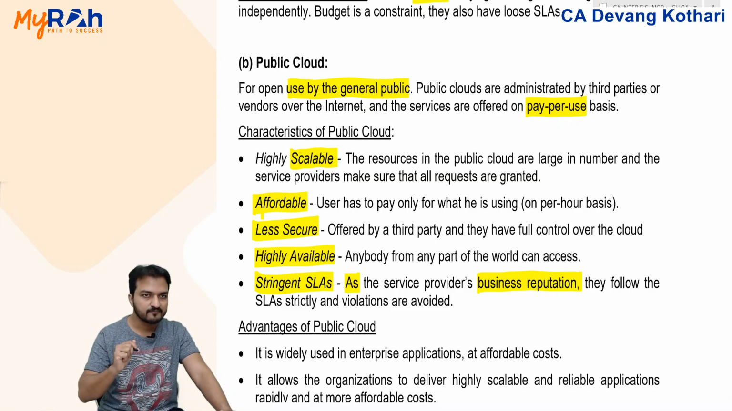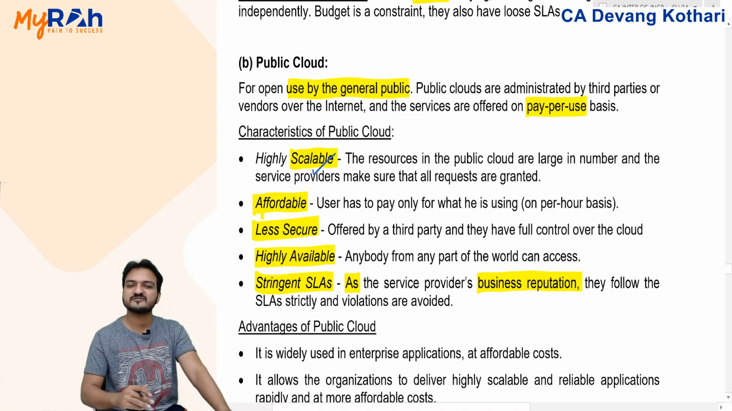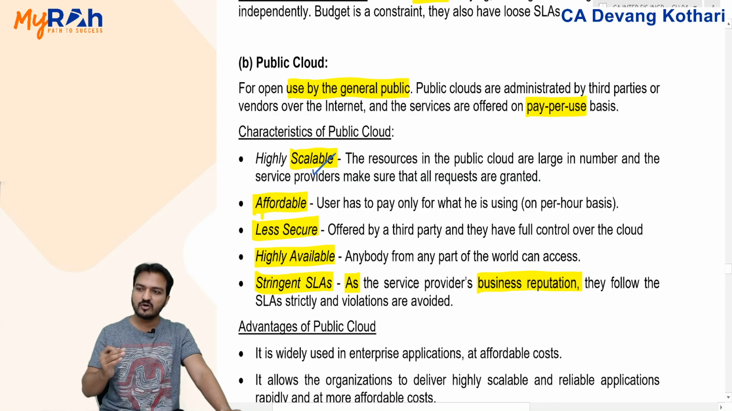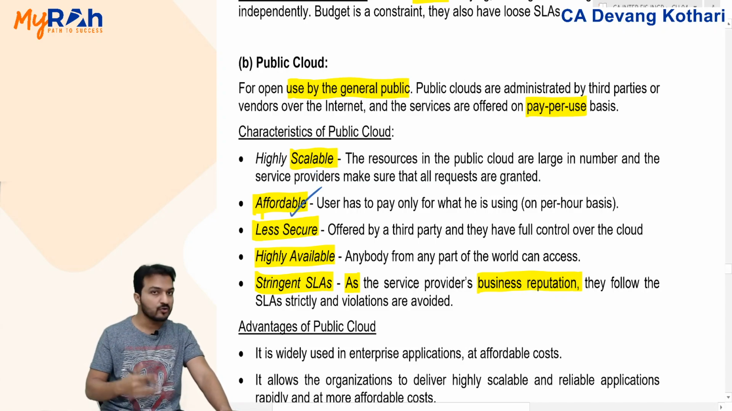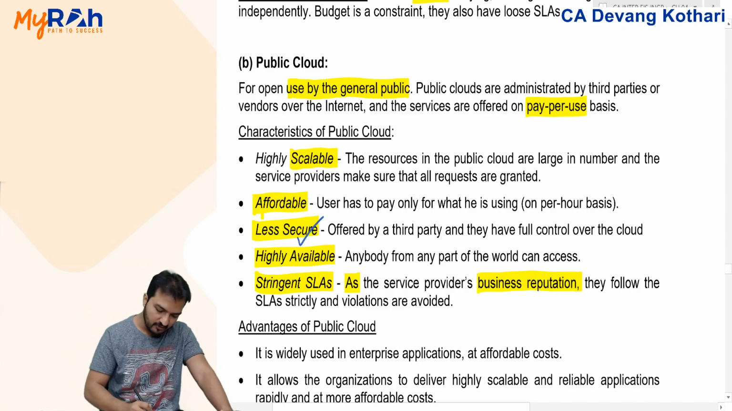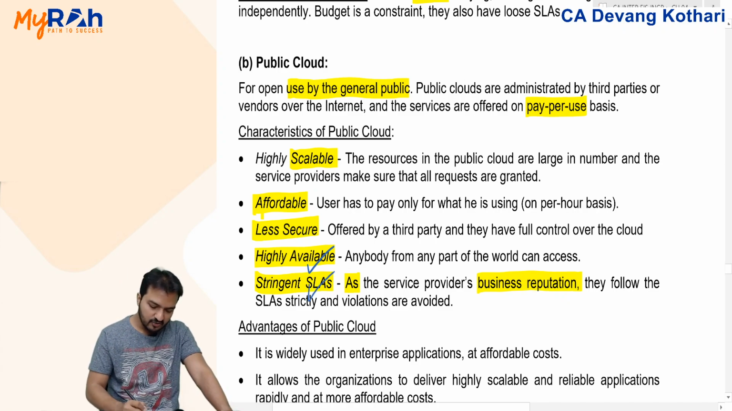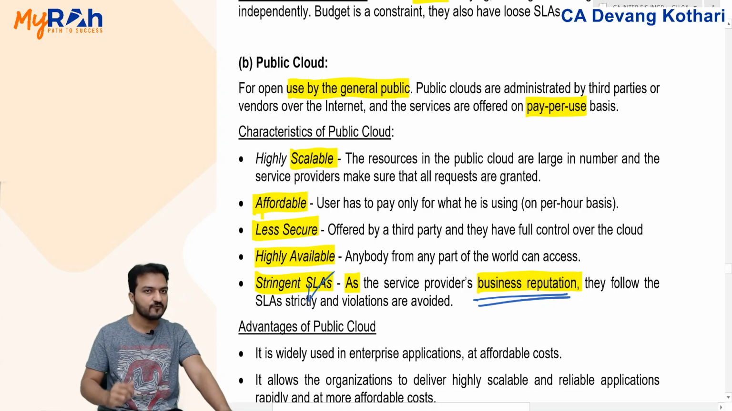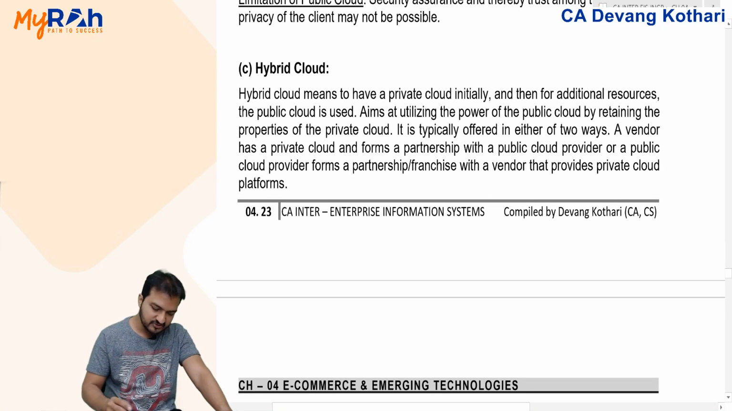Done. That was your public cloud. Characteristics of public cloud. It is highly scalable, meaning you can expand, you can ask Google to give you more storage space whenever needed. Affordable because you pay only for what you use. Less secure because others are also using the same cloud. Highly available, you can access it from any place, any location. And very stringent service agreements because it is a matter of business reputation for Google in that case. Accordingly, advantages, limitations you can see.